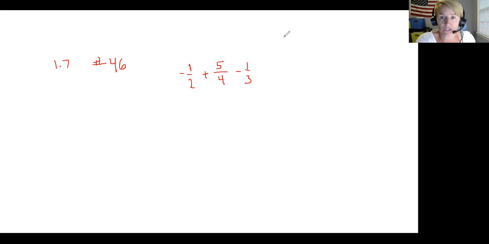Okay, so I want to solve this for you and walk you through the easiest way to solve this. First, we're dealing with a fraction problem that contains addition and subtraction. When you are adding or subtracting fractions, you must start with a common denominator. If you do not have a common denominator, there's absolutely no way that you can solve this problem. It's an impossibility. So I have to start with what is a number that can be divided by 2, 4, and 3 evenly?